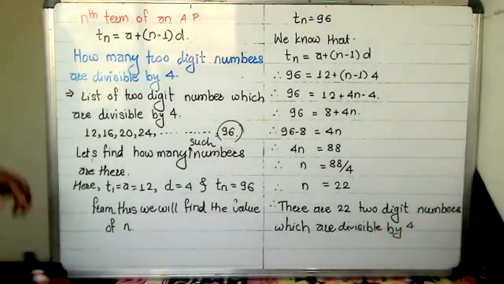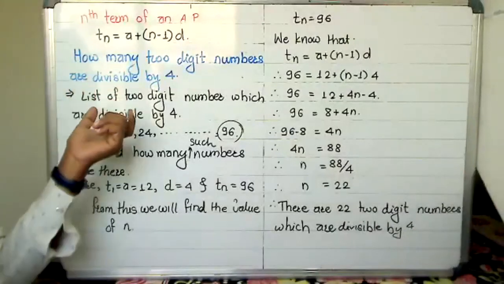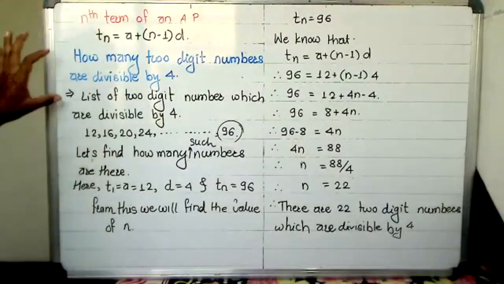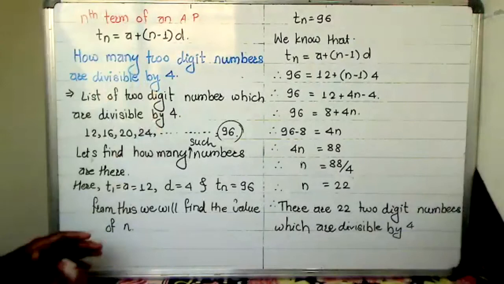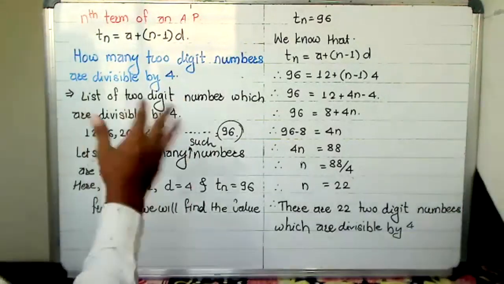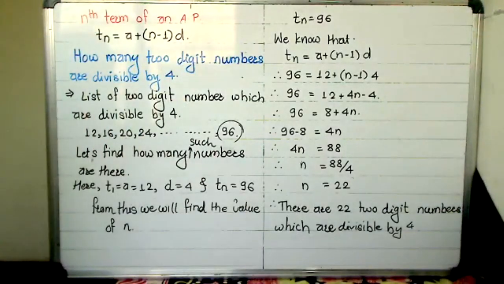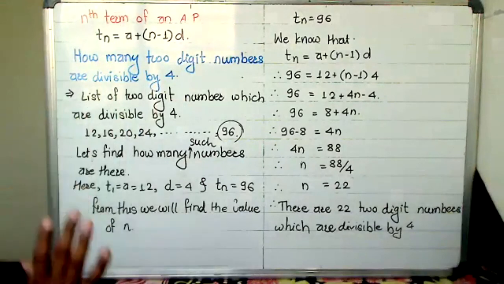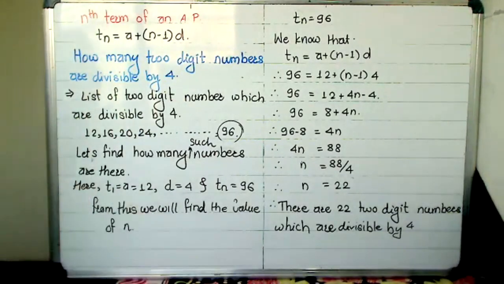Any question of this type can be asked. How many two digit numbers are divisible by 3 or 5, or how many three digit numbers are divisible by 5? Such types of questions can be asked. Sometimes it may be asked for 3 marks also. Okay, so we'll stop here.